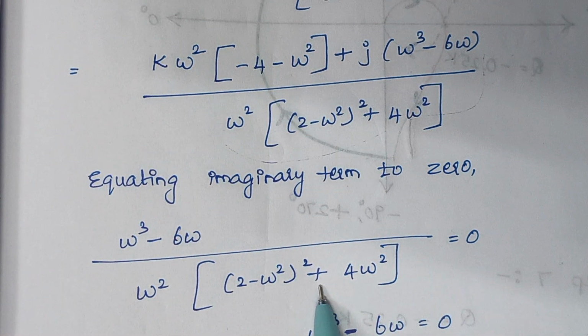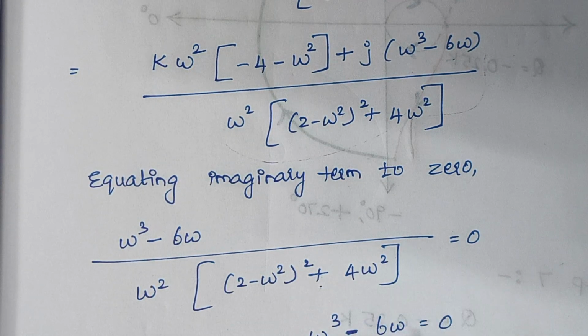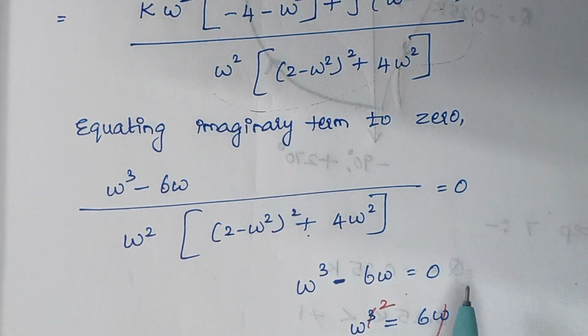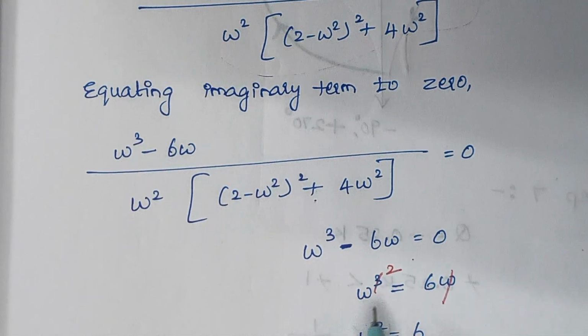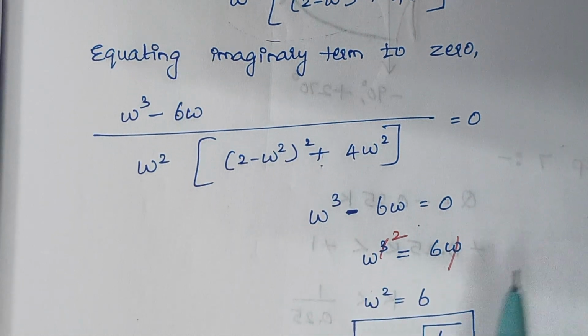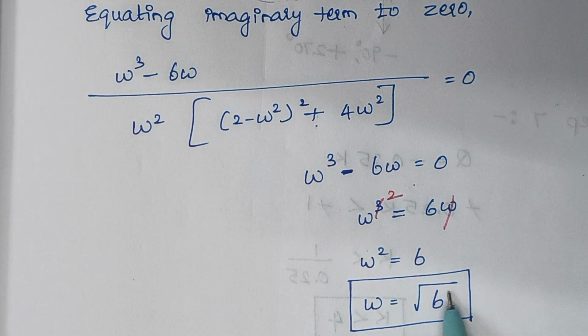So when you move this denominator term to the right hand side, 0 multiplied by this term will again be 0. So here I had written that, and omega cube minus 6 omega is 0. Now I am moving this minus 6 omega to the right hand side. Now these two omegas cancel each other, and finally the value of omega square is 6, and omega is nothing but square root of 6, right?